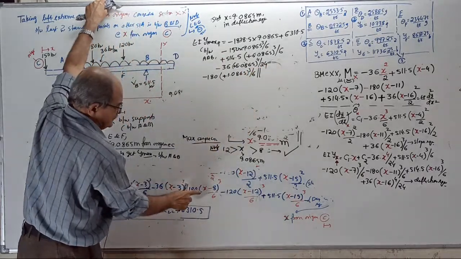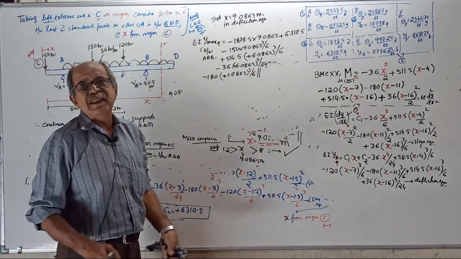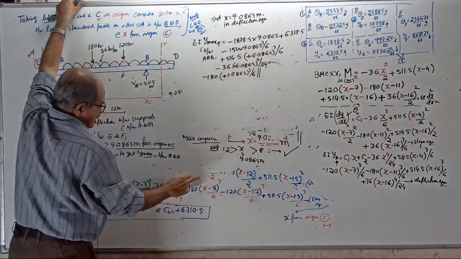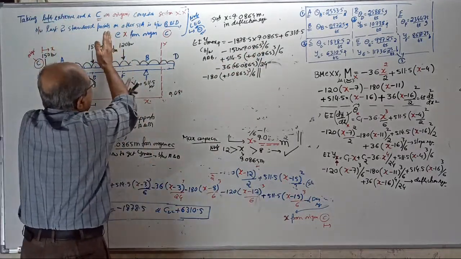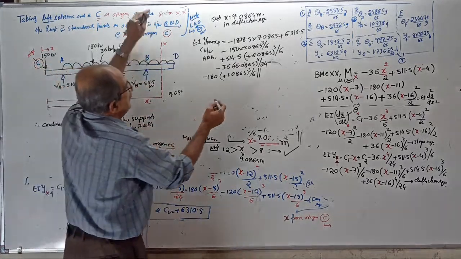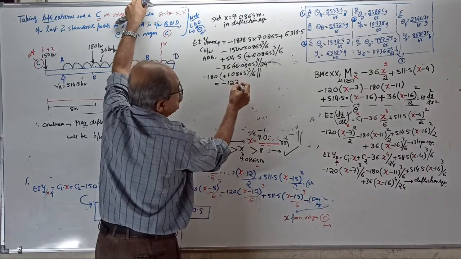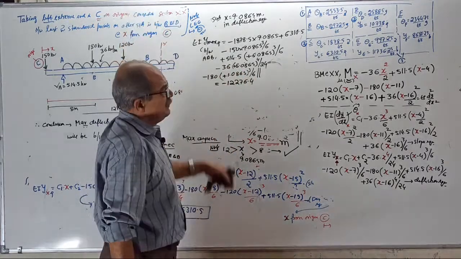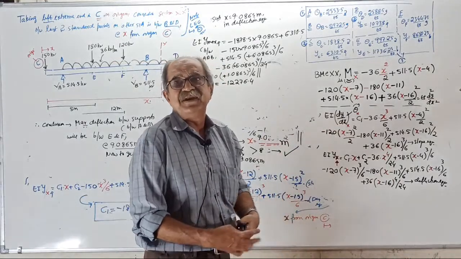Why? Because the next term, x minus 12, will come. Since your x is 9 point something, x minus 12 will be negative. X minus 12 comes for the 120 kN load. When you start from here, the 120 kN load will be considered only after 12 meter. Now calculate. I already calculated. It will come minus 12276.4.